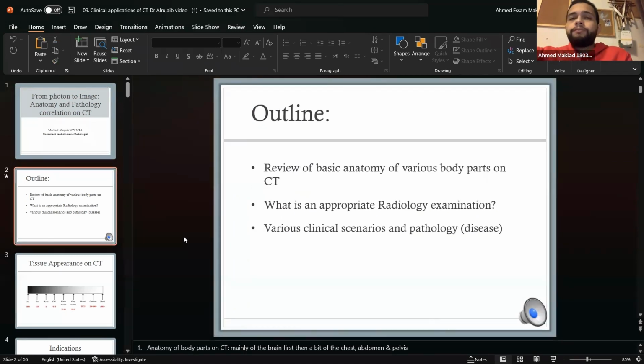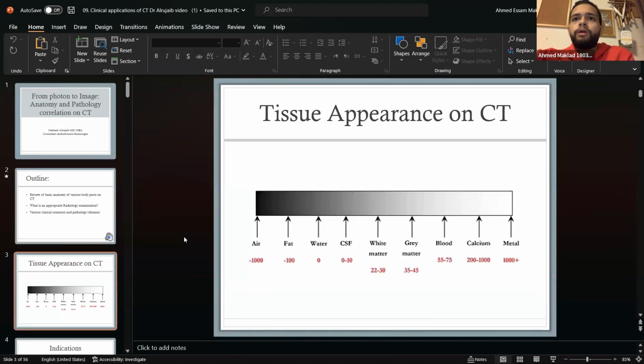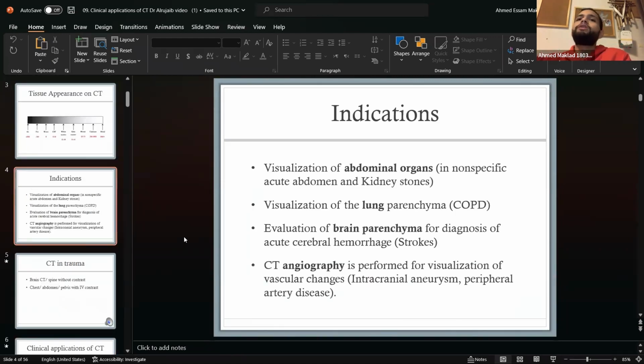So keep that in mind. Okay. Now let's start. This is just more stuff. Okay, so indications for CT scans.